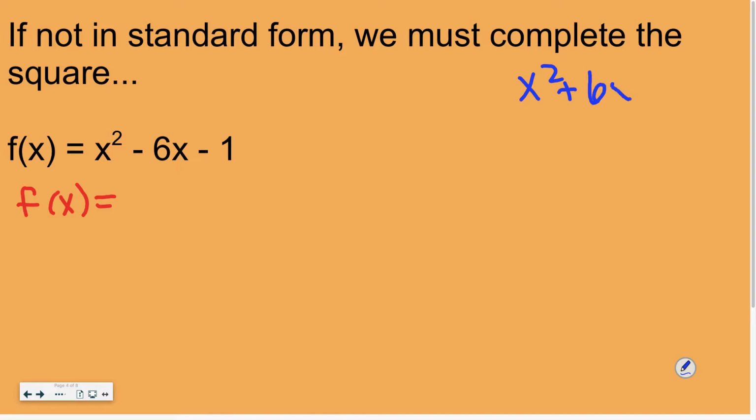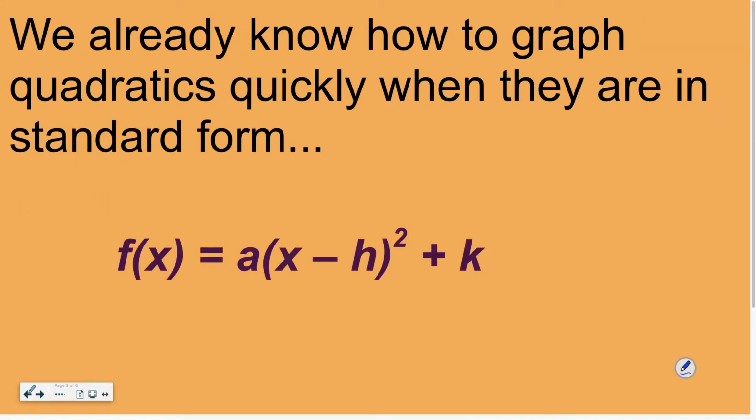X squared plus 6x plus 9 is what we call a perfect square trinomial. Why do we call it that? Because 3 times 3 is 9 and then 3 plus 3 is 6. Okay, so we can factor this to x plus 3 times x plus 3. So it's x plus 3, the quantity squared. Okay? So if we have a perfect square trinomial, we can factor it to this right here, which is a part of that standard form that we're talking about, okay?